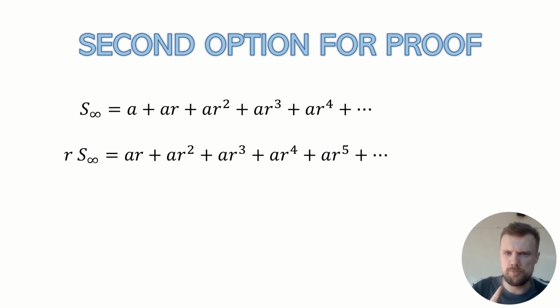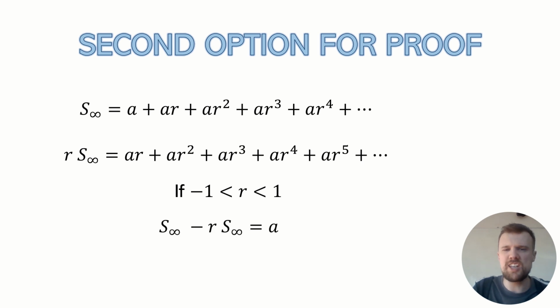That's important because it means that if r is between -1 and 1, we can do S infinity take away r lots of S infinity. And if you do that, all the terms are going to be cancelling out with each other, except for that a that's in S infinity that's not in r lots of S infinity.